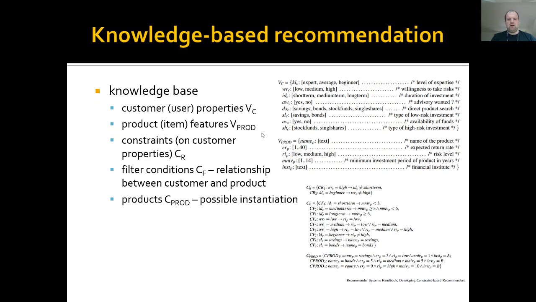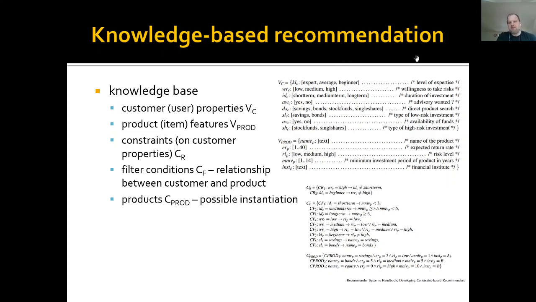So the requirements, similarity to requirements, not to items. In the first case of having the constraints, let's have this example. It's from the financial domain, and we have six objects. We have the set of customer properties, we have the set of product features, we have the constraints on customer properties, and we have conditions on the relationship between customer and products, and finally we have the possible recommendations as the final set.